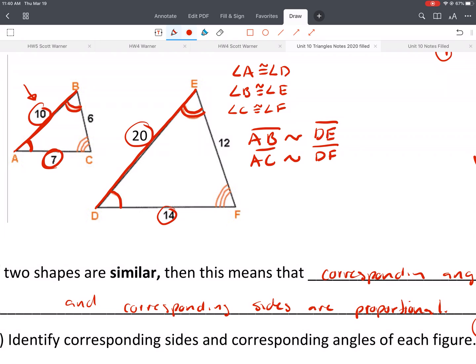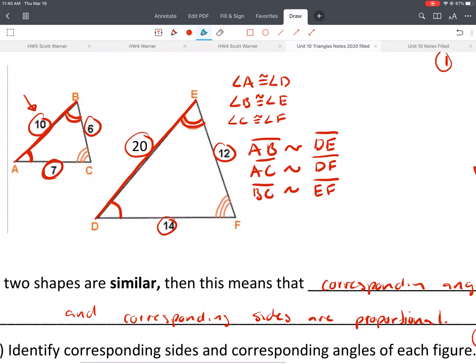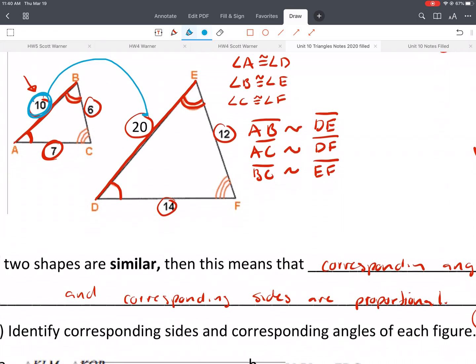And then we have the next side, the smallest sides. Side BC is similar to side EF. If you wanted to prove that they are similar, you'd have to do proportions. So let me show you how to do that really quick. If we wanted to prove that these two triangles are similar, we'd need to come up with the proportions. So we'd have this side, and since we said it, the corresponding side would be this side. We can make proportions.